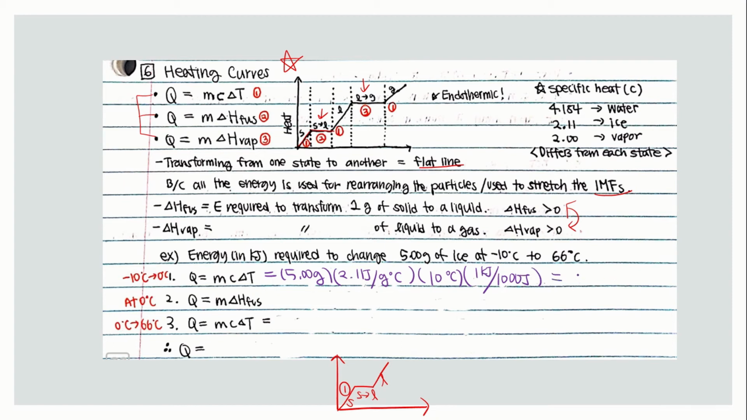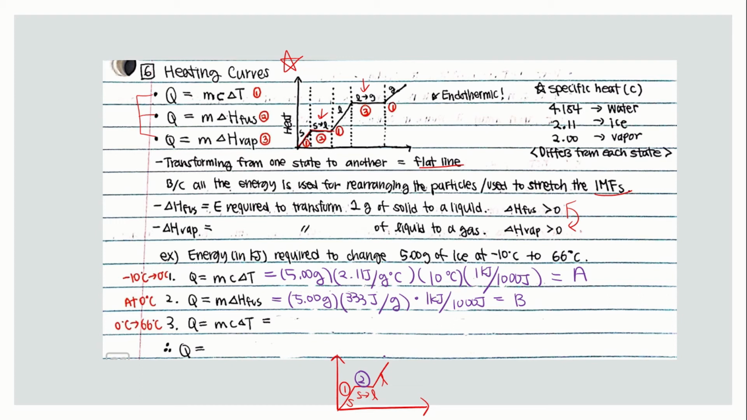And you'll get some number, and we'll just write A for that. For the next step, or this next curve, you'll have to use the equation of Q equals m times H fusion, because you're having a transformation, not an increase in temperature. So you're simply multiplying the mass by the value of 333 joules per gram, times 1 kilojoule over 1000 joules, and then you'll get some value of B.